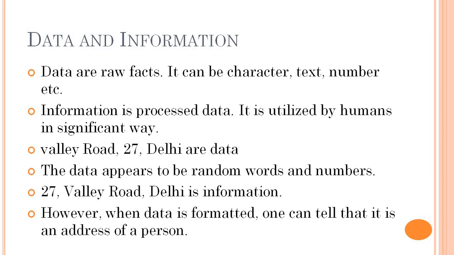Now you can be asked a question on the difference between data and information for 2 marks. In that you have to write the first point as definition of data, definition of information. Next point you can write it can be characters, text or numbers, etc. In the information part you can write it is some formatted data that means something. In the third point you can give the example.